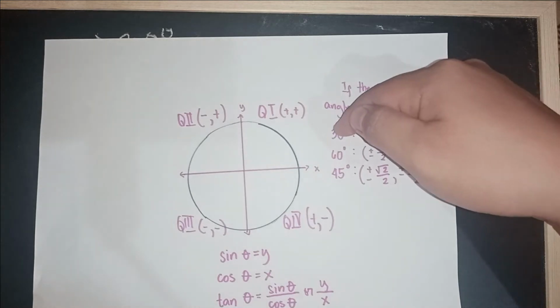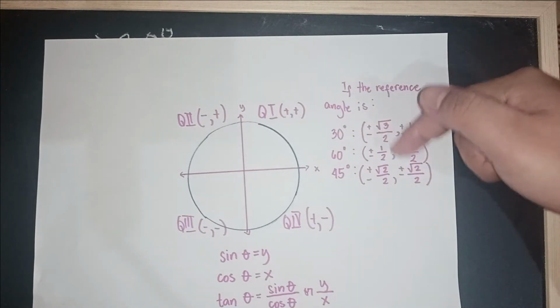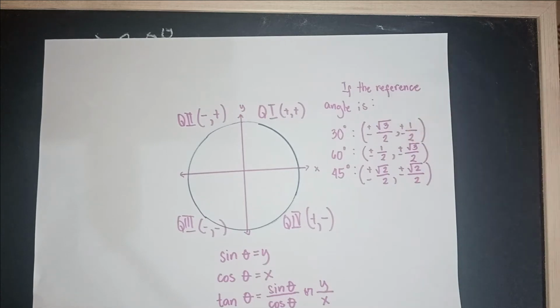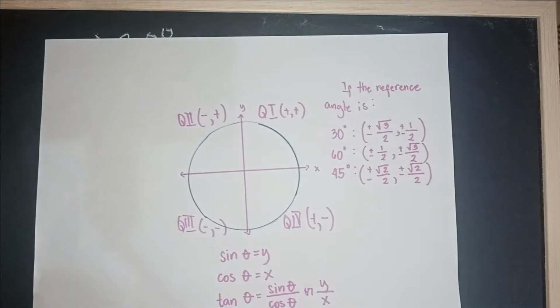So, yung reference angle natin is 30 degree. So, yung possible ng coordinates niya is positive, negative, square root of 3 over 2, tsaka positive, negative, 1/2. So, magbabago lang po dyan yung sign, kung saan na-locate yung terminal side ng ating given angle. So yung 30-degree angle, the terminal side of the 30-degree angle is located in the first quadrant. So ibig sabihin, yung x-coordinate natin is positive at saka yung y-coordinate natin is also positive.